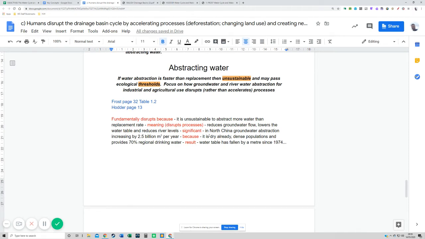Now, this is really significant in North China because they're abstracting so much, and every year they're increasing the abstraction rate by 2.5 billion meters cubed per year. And this is really significant because the area is already dry in North China, and it's got dense populations, and that same water provides 70% of all the drinking water in the area. And because of this abstraction, the water table has fallen by a meter since 1974.